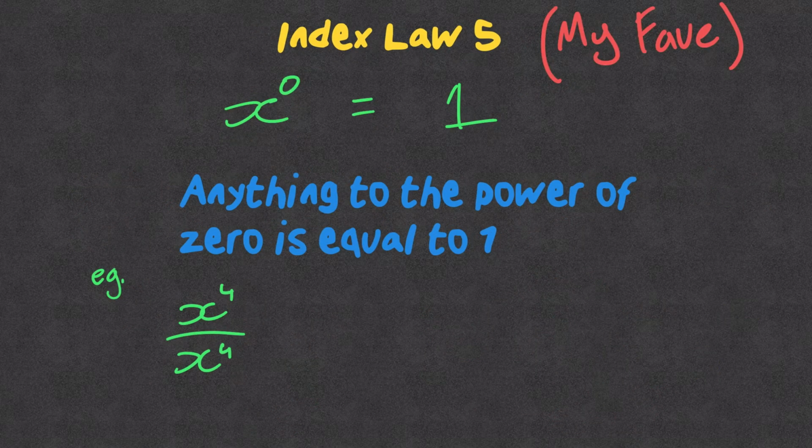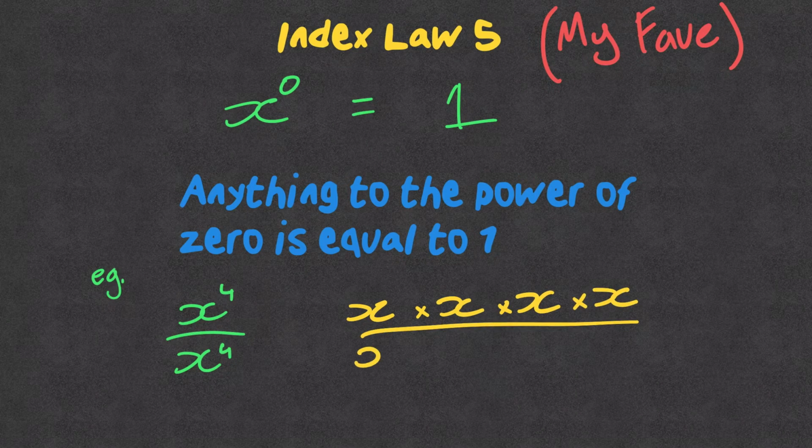Index law 5. Last one, my favourite one. Anything at all to the power of 0 is equal to 1. And you've already kind of learned that, because when we're talking about cancelling out, this example down the bottom, we've got x to the 4 on top divided by x to the 4 down the bottom. If we were to rewrite that, it'd be x times x times x times x, over x times x times x times x.